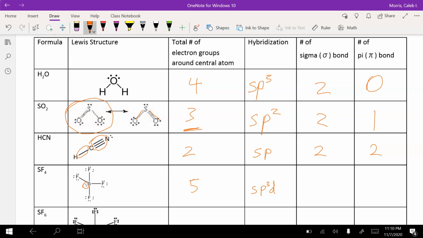The number of sigma bonds, it's just regular bonds. I've got 1, 2, 3, 4. I've got 4 of them. And since I don't have any double or triple bonds, I have 0 pi bonds.